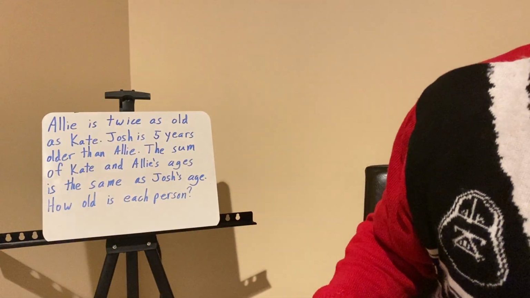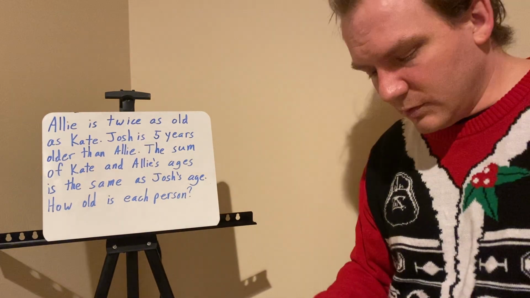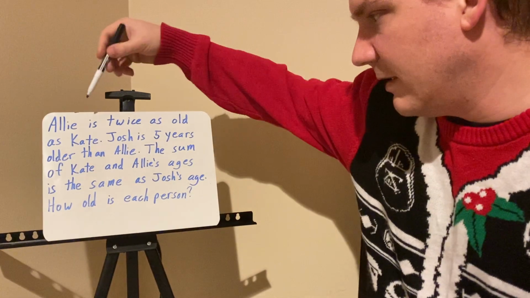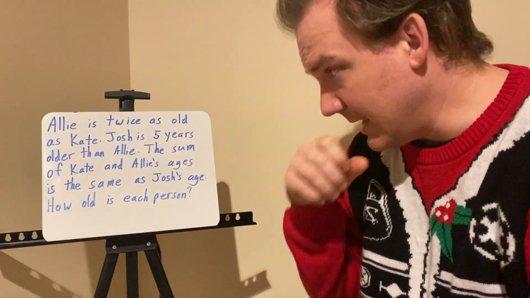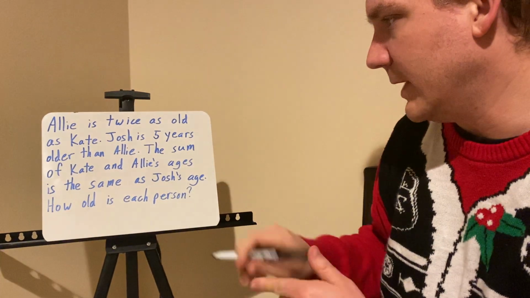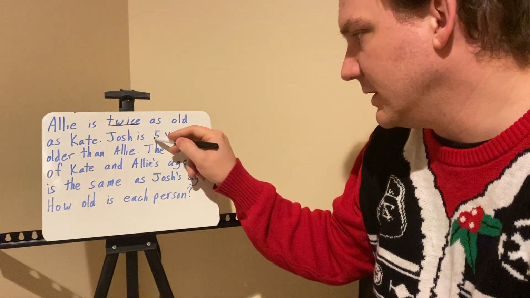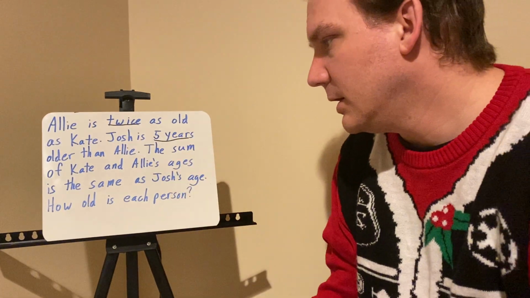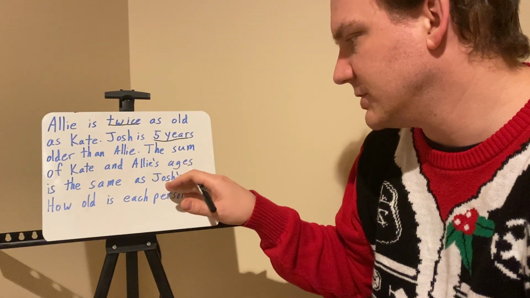Now, you're going to see problems like this, and there are these scenarios in which you have all these relationships between different numbers. In this case, we're talking about people's ages. Allie is twice as old as Kate. Josh is 5 years older than Allie. The sum of Kate and Allie's ages is the same as Josh's age.